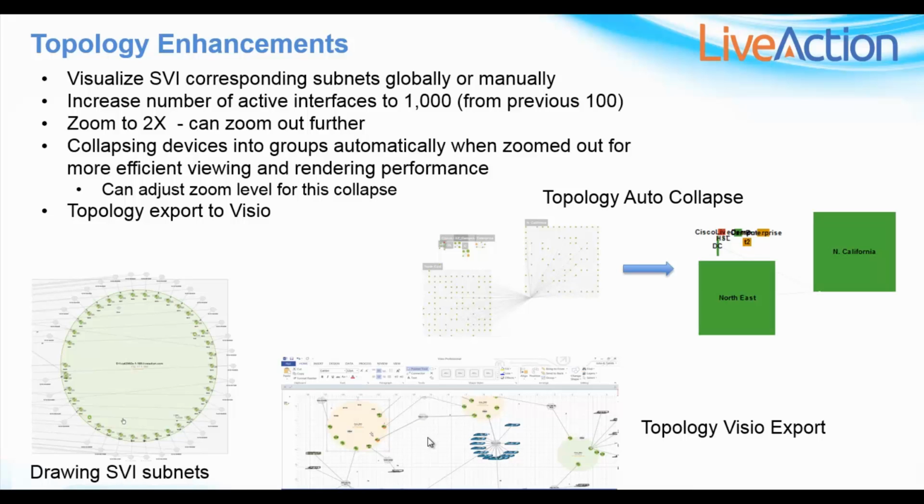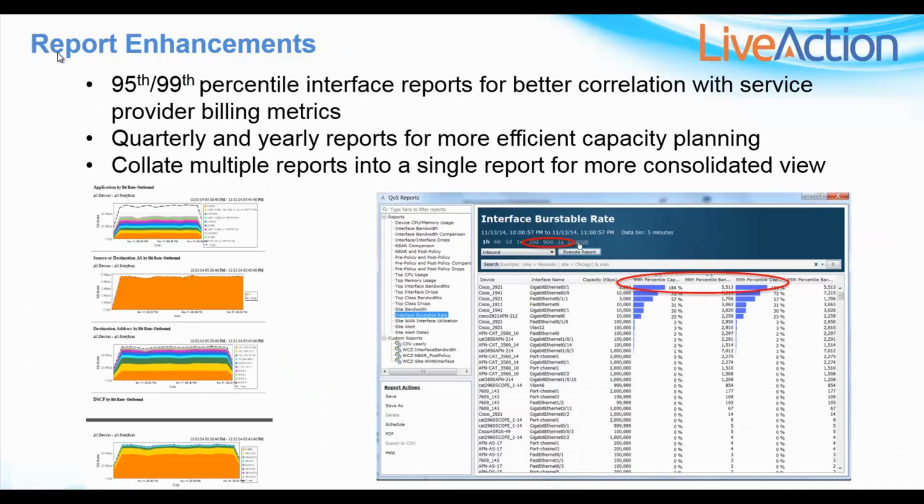for documentation. There are several report enhancements with LiveAction 4.2 that provide similar functionality as NetQoS. For example, we have the 95th and 99th percentile interface reports, so customers can better compare bandwidth usage to service provider billing. We offer quarterly and yearly reports, so you can correlate usage in different periods for more effective capacity planning. Multiple reports can now be combined or collated into a single report for a more consolidated view.